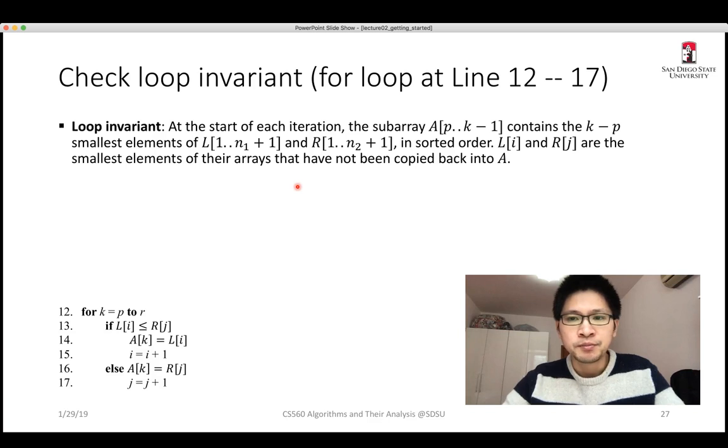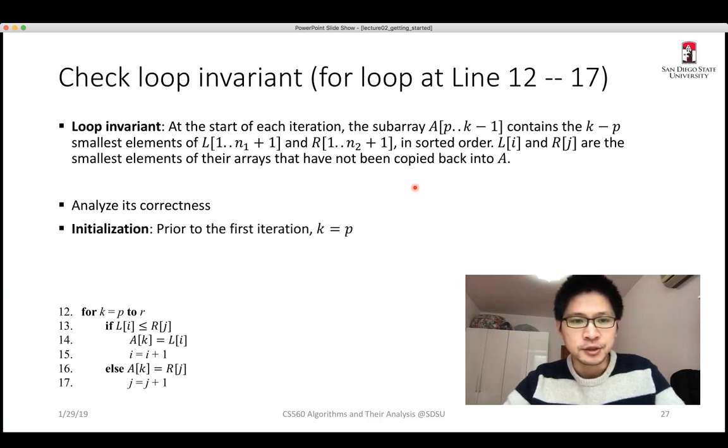And the current top elements L[i] and R[j] are the smallest elements of their arrays that have not been copied back into A. In order to check the correctness of the loop invariant, we need to analyze first the initialization condition, that is, prior to the first iteration, when k equals p. We emphasize lines 12 to 17 here, because this is the loop whose correctness we want to check.